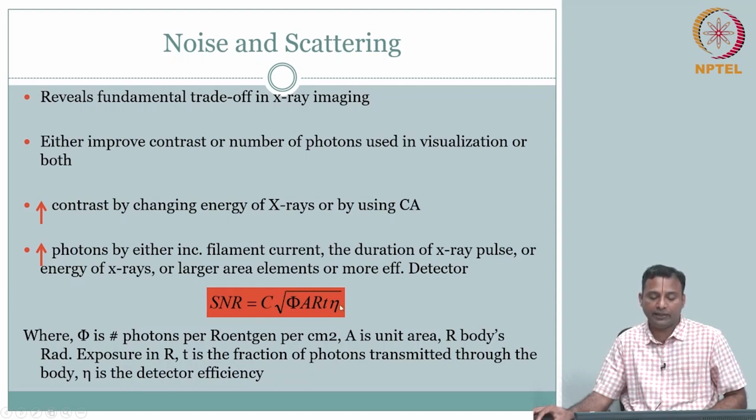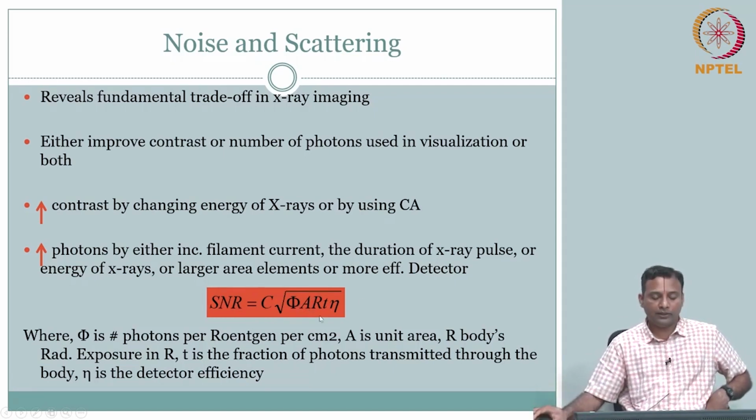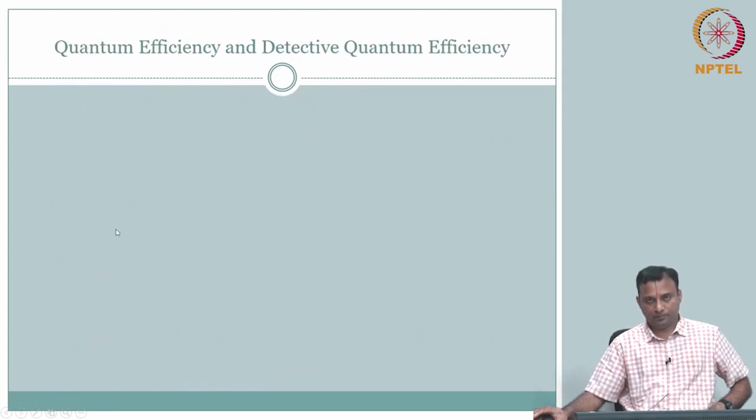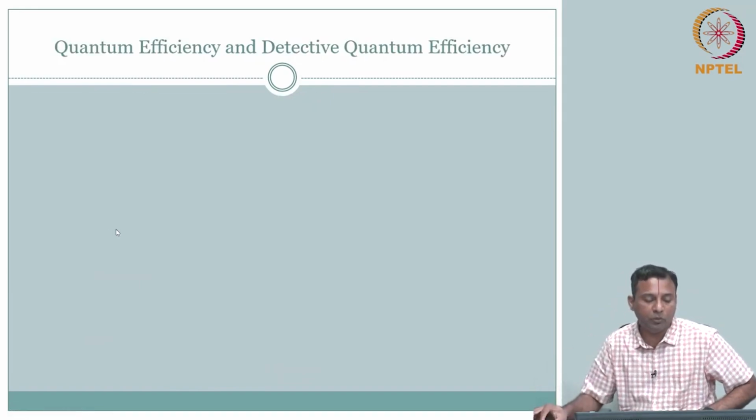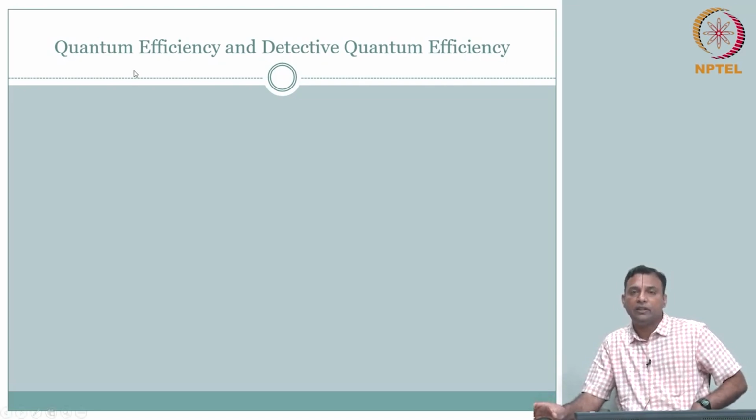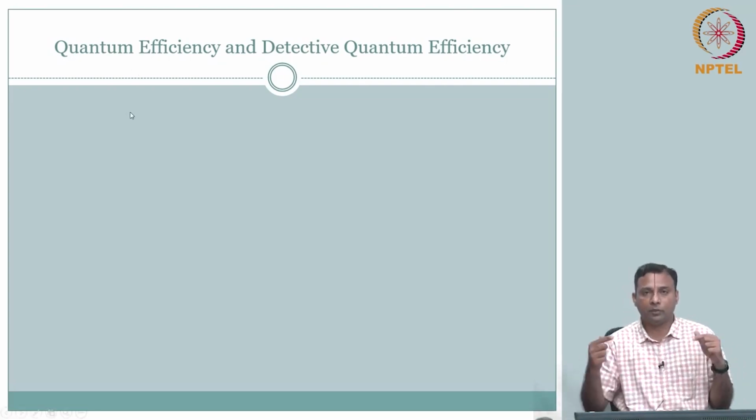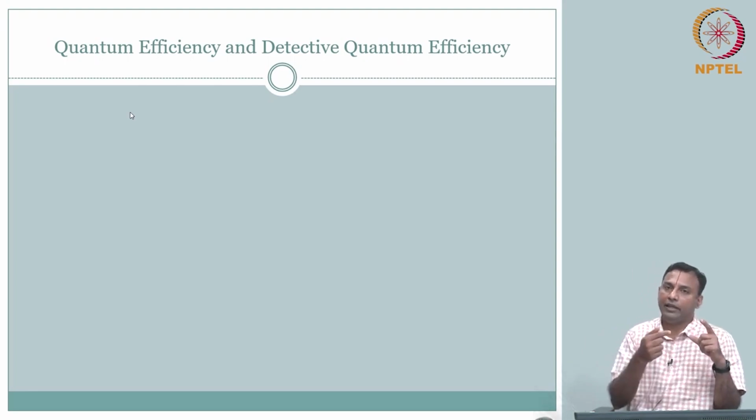If I can increase the detector efficiency, I can increase my signal to noise ratio for all other system parameter settings being the same. So we need to understand what this detector efficiency is. In order to talk about detector efficiency, we first have to talk about quantum efficiency. What is quantum efficiency? Well, what is the whole process? The process is I have an X-ray photon coming in.